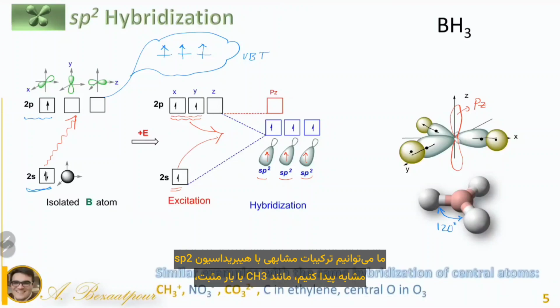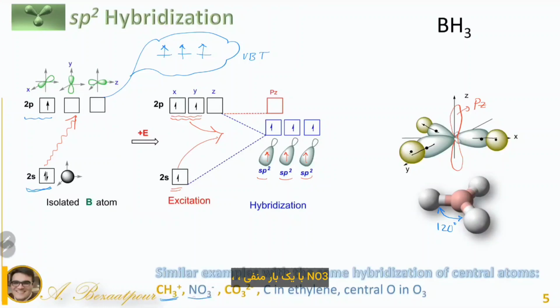We can find similar compounds with the same sp2 hybridization, such as the CH3+, NO3-, CO3 2-, carbon in ethylene, and central oxygen in O3.